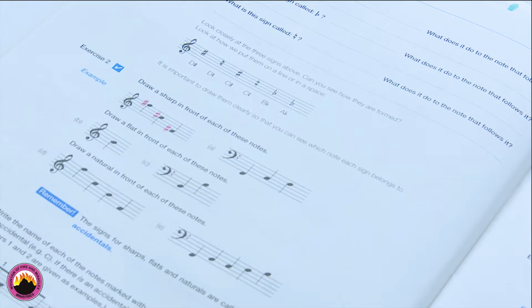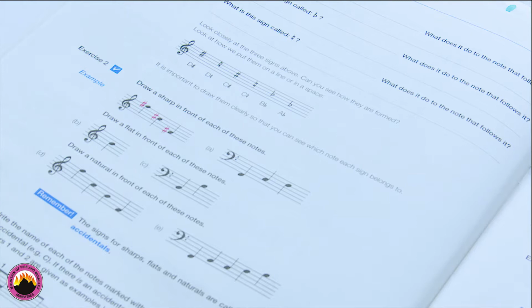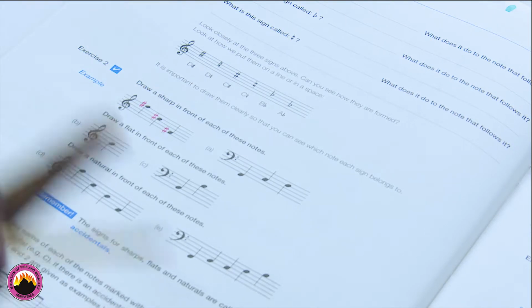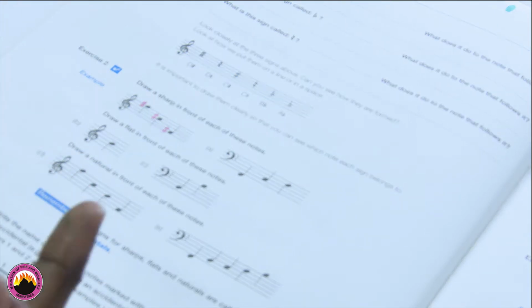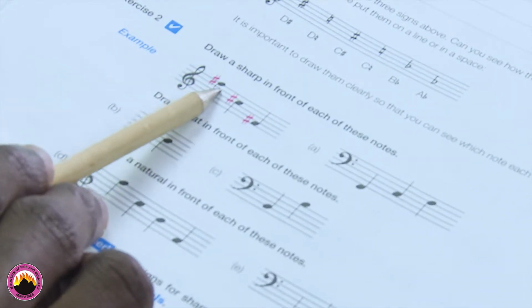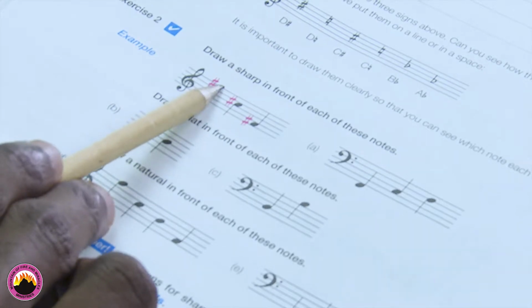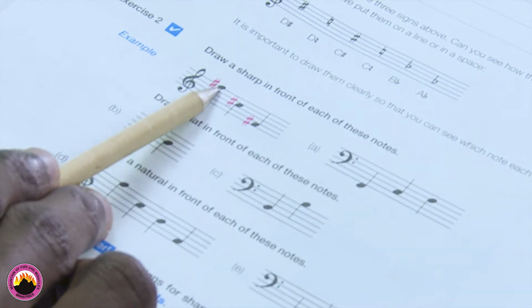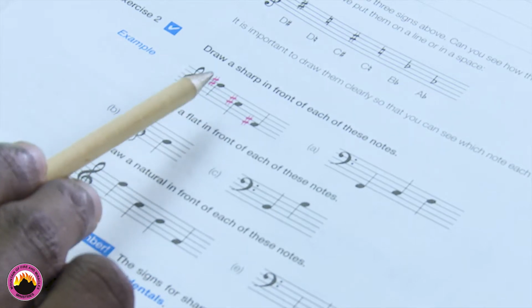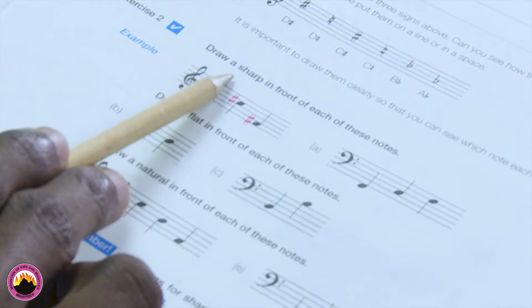Though it is called G sharp, right? But when you write it, you don't put the sharp after the notes. You put the sharp or the flat or the natural before the notes. So look at this example, right? What is the fifth line on the treble clef? That is an F, right? The fifth line on the treble clef is an F. So this is F sharp.